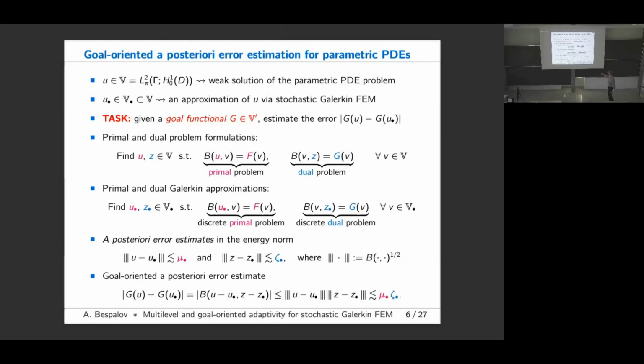So this is the object to compute, and this is reliable. This is an upper bound. I don't know about lower bounds in this context.